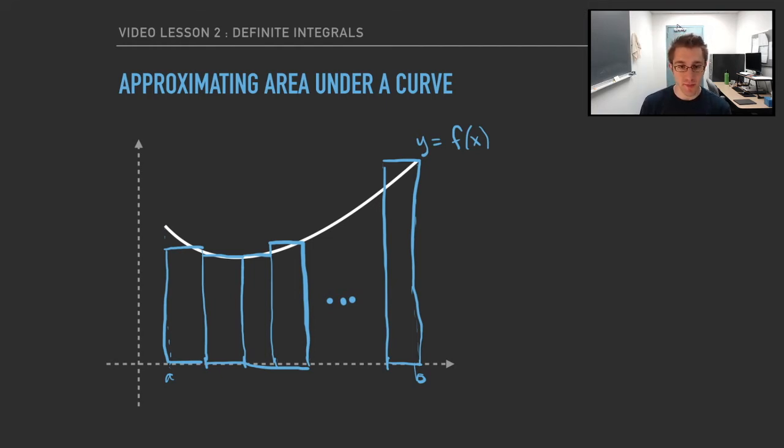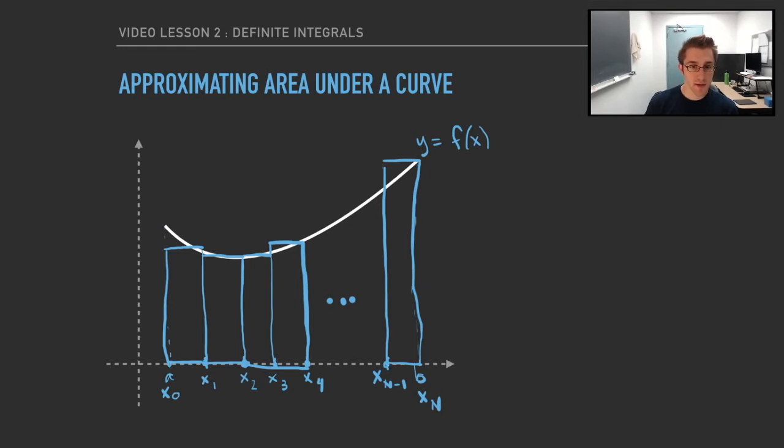So what is the height of each rectangle? It'll help us to give names to the points in this subdivision. Let's call A x0, and then the next point will be x1, x2, x3, and so on. B is going to be called xn, right? We have n subintervals, and this is going to be xn minus 1.